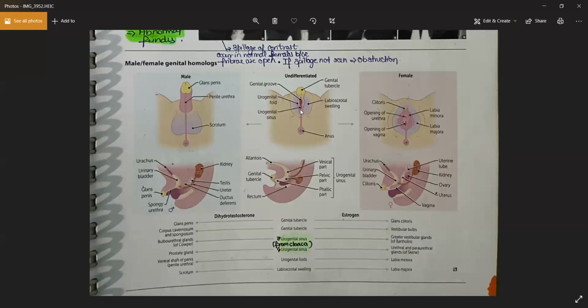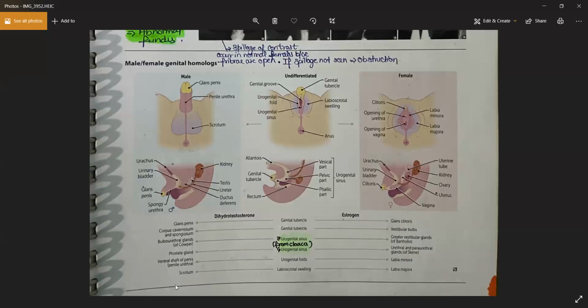Then you have the folds. In the male, the folds develop into the ventral shaft of the penis. You can see the shaft of the penis is formed by these folds. In the females, we have the formation of the labia minora. From the swelling, in the males you have the formation of the scrotum, and in the females, the labia majora.